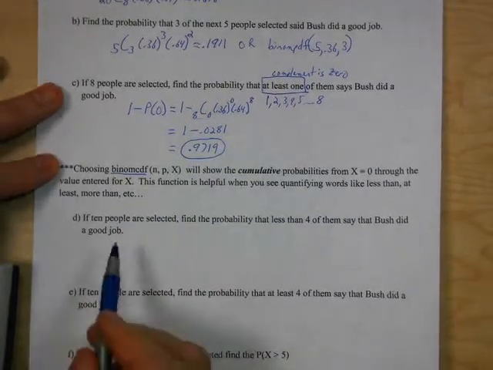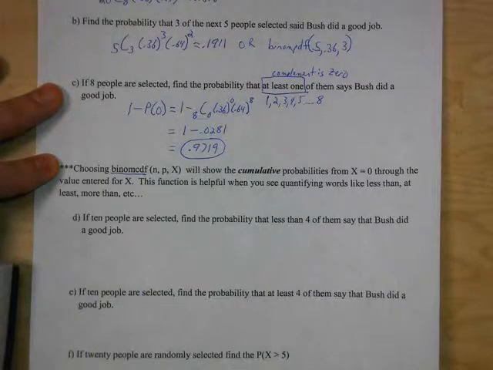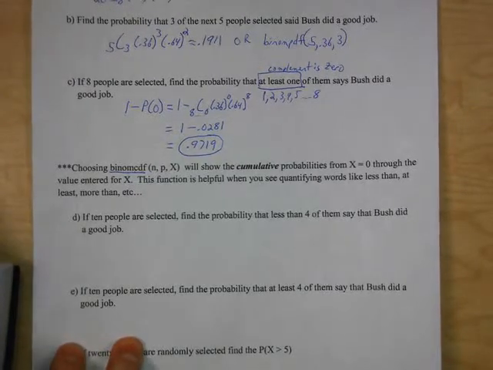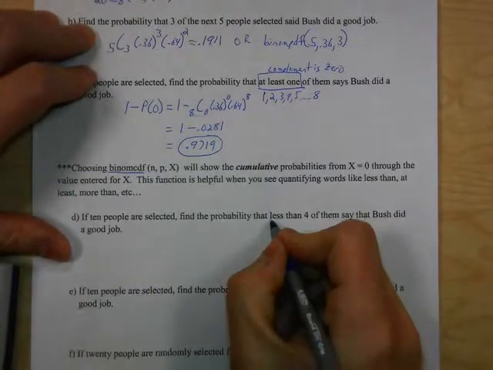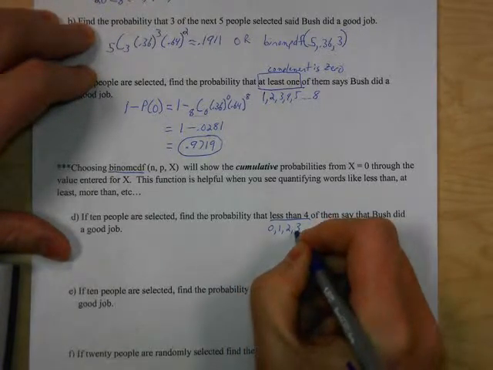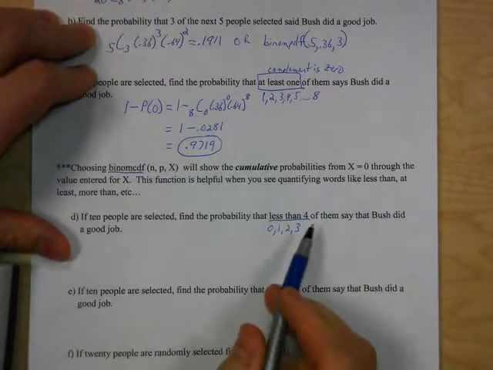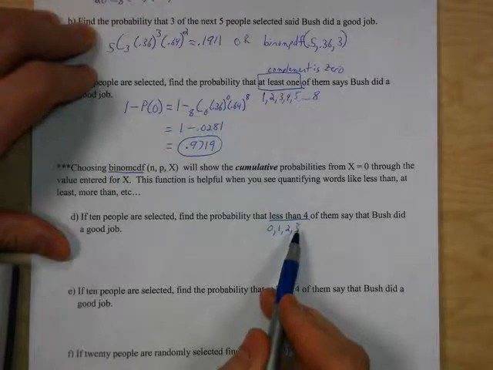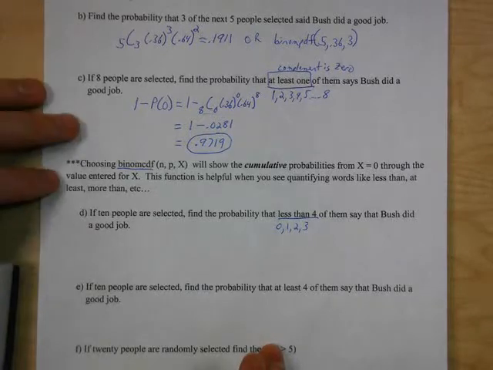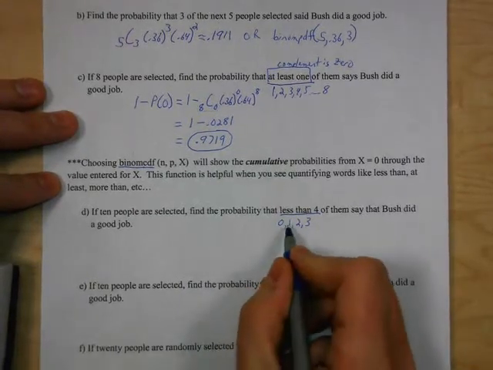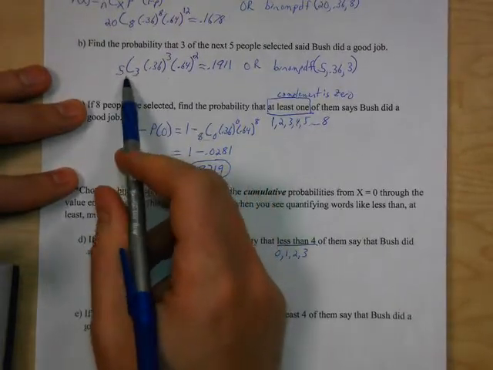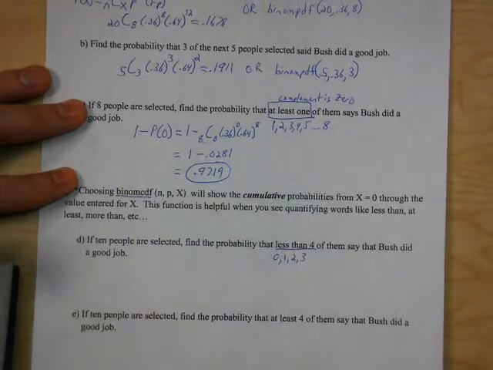Okay, so an example of that, if 10 people are selected, find the probability that less than 4 of them said that Bush would do a good job. Well, less than 4 of them could be 0 or 1 or 2 or 3. Okay, it's not 4 because 4 is not less than 4. Okay, 3 is the first value that's less than 4. Okay, so on that one, you could do each of these probabilities separately. So basically, you can use this formula 4 times and then add the results together.